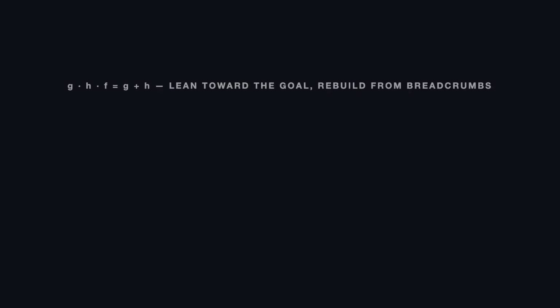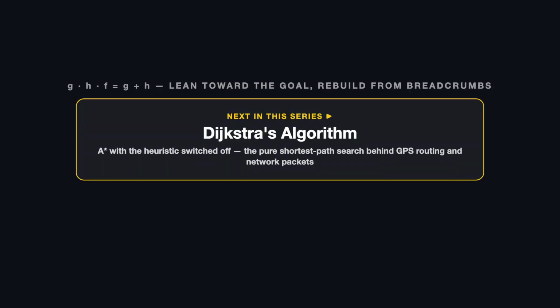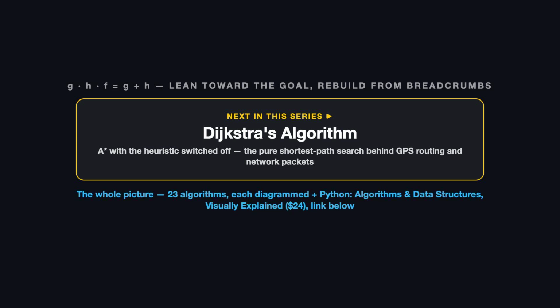So that is A star. 3 numbers on every tile, G, H, and G plus H. A search that leans toward the goal, then rebuilds the path from breadcrumbs. That is how the monster finds you. We have been building a toolbox. Big O, binary search, sorting, recursion, hash tables, trees, and now the search that puts them to work.